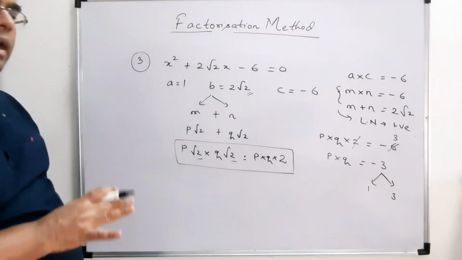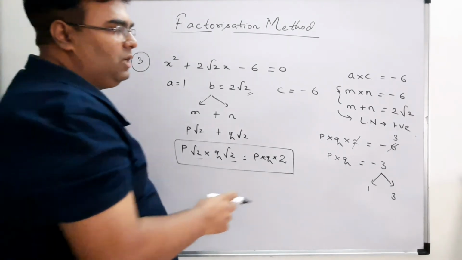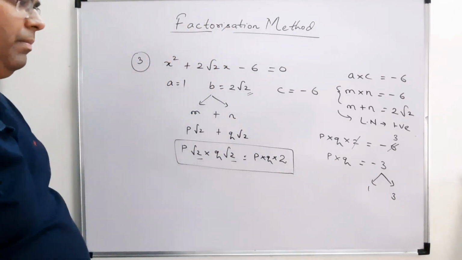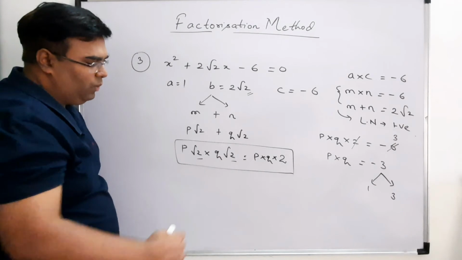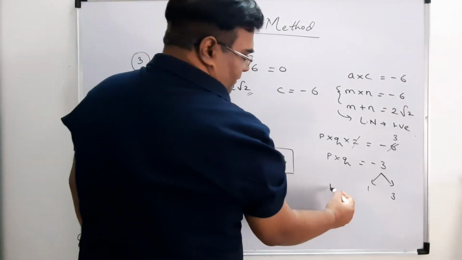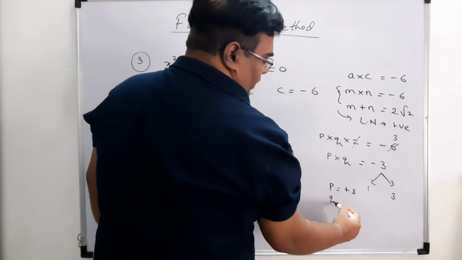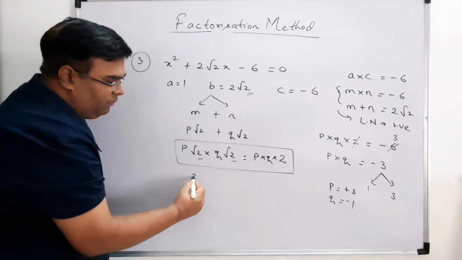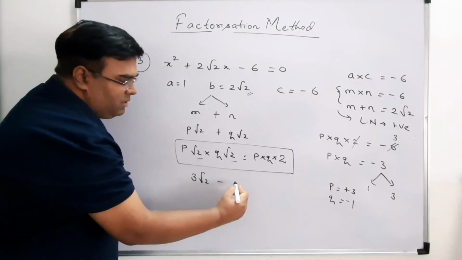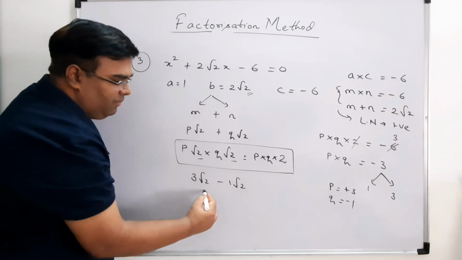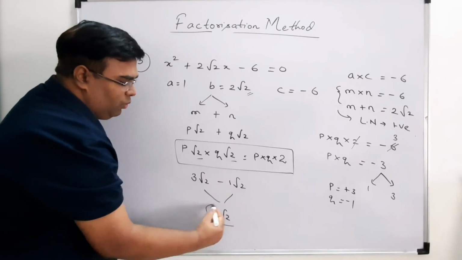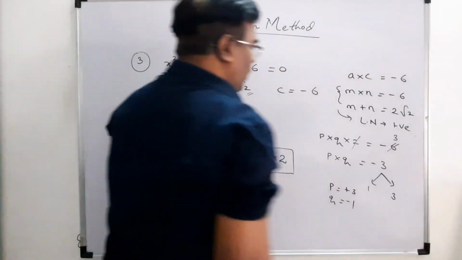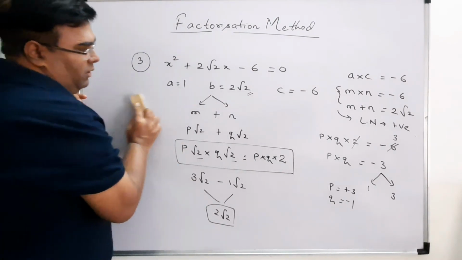Now we need to just factorize 3, which we can do like 1 and 3. So one number is 1 and one number is 3, and we know that larger number is positive, so we can say that plus 3 and minus 1. So let us take p as plus 3 and q as minus 1. So we will get 3 root 2 and minus 1 root 2. This will give me 2 root 2, which we wanted, right? So this way we can solve the square root problem. So now let us do it in the process.